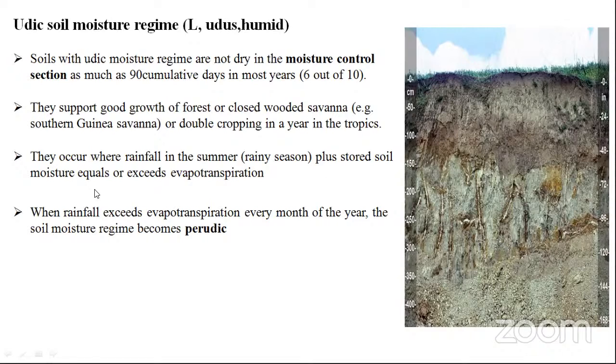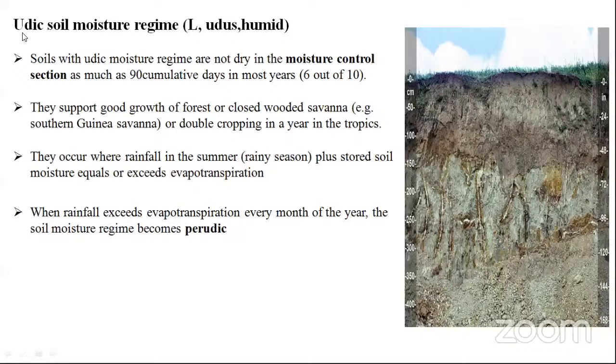Plus the stored soil moisture equals or exceeds the evapotranspiration. Mostly in summer also they will get some sort of rainfall. The soils will store moisture equal to evapotranspiration, or sometimes even exceeding the evapotranspiration. So those are the conditions. If the rainfall exceeds the evapotranspiration even in months of the year, with heavy rainfall compared to evapotranspiration, that soil moisture condition is called per-udic conditions. This is the condition, students.